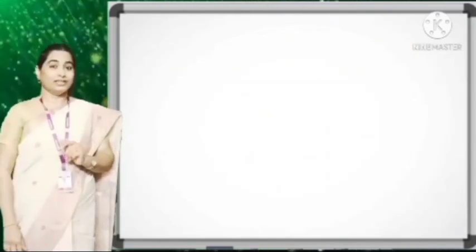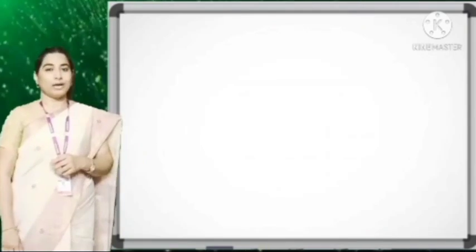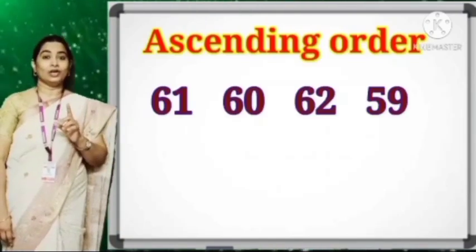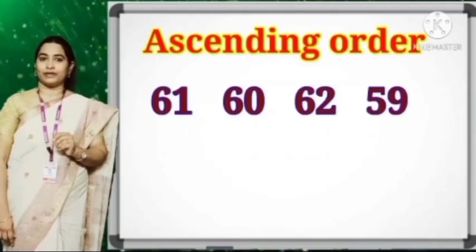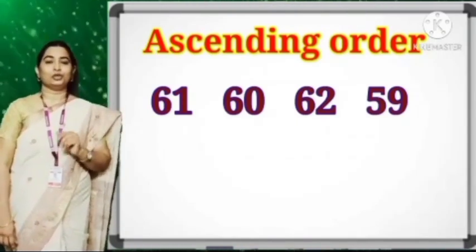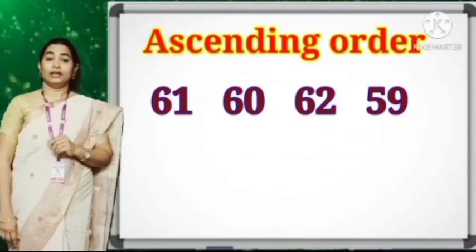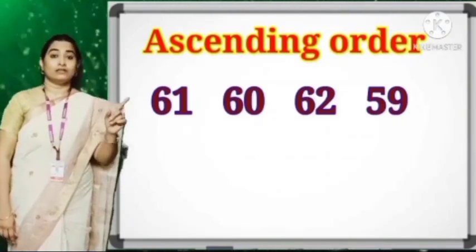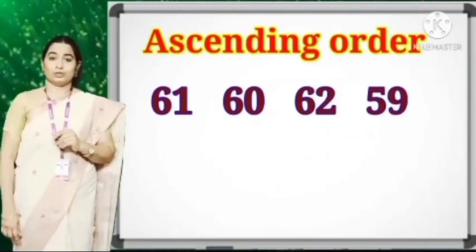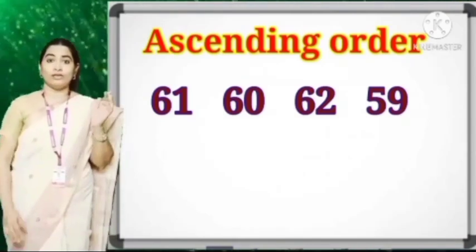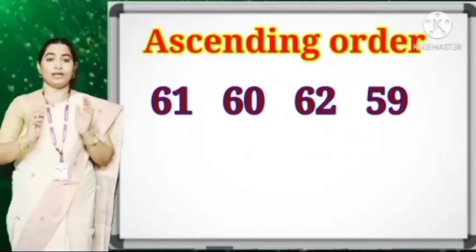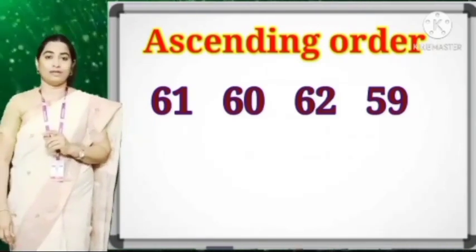Ready children? Now let's work out some examples. Let's revise some examples. Ascending order. Look at the numbers children. 61, 60, 62, 59. Now we are going to arrange these numbers in ascending order. Keep in your mind children, ascending order is arranging numbers from smaller to bigger. And now find out which is the smallest number here.